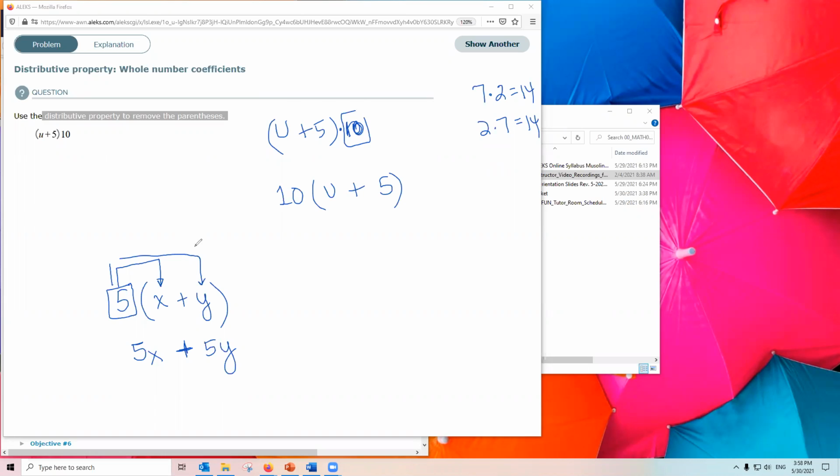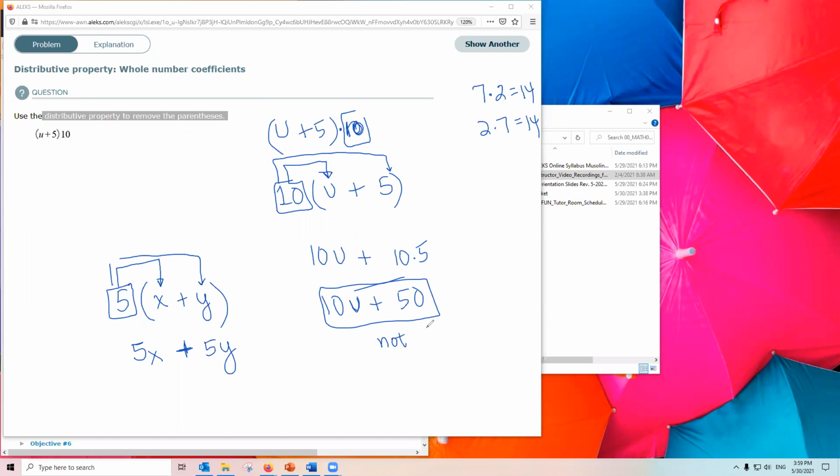Well, the distributive property says you could take this 10, let it multiply the u, so that's going to be 10 times u. Then I can let this 10 multiply the 5 in the back, so that's going to be 10 times 5. But 10 times 5 is 50, so I can write the final answer like this. 10u plus 50. Notice I can't combine 10u and 50. These are not like terms. So that's why I have to just leave 10u plus 50 as is. I cannot simplify it any further.